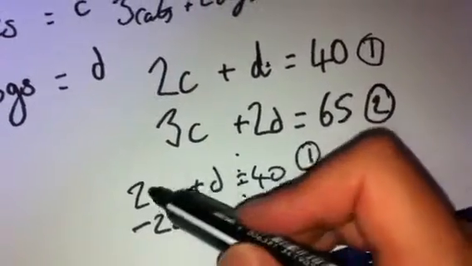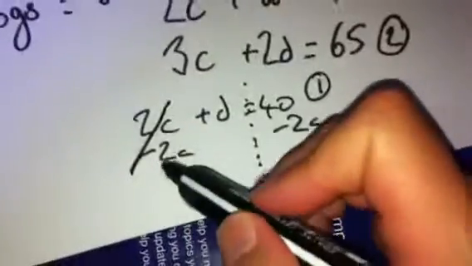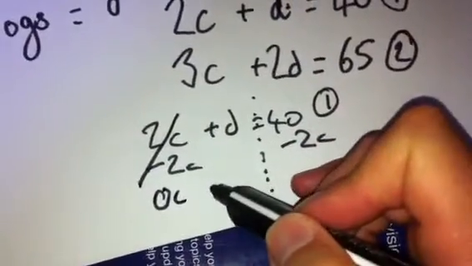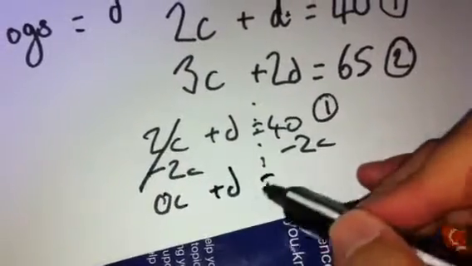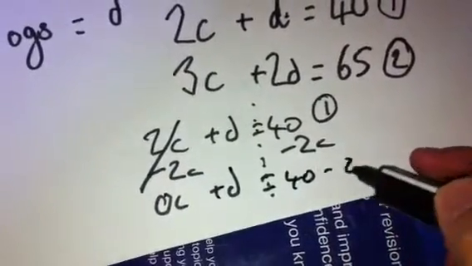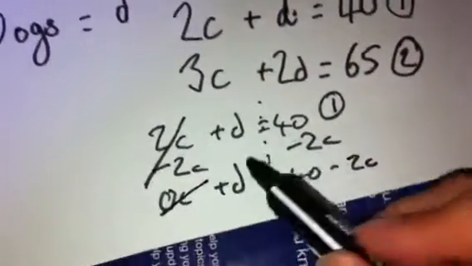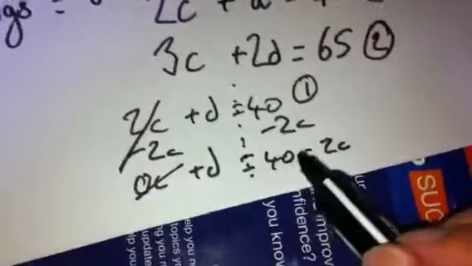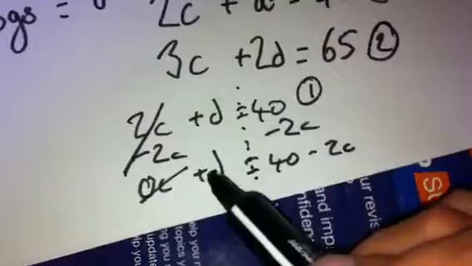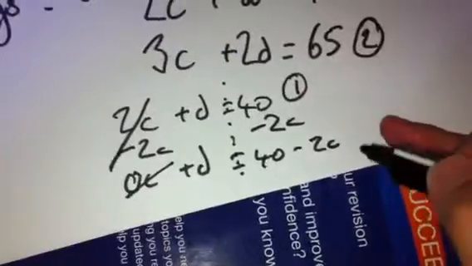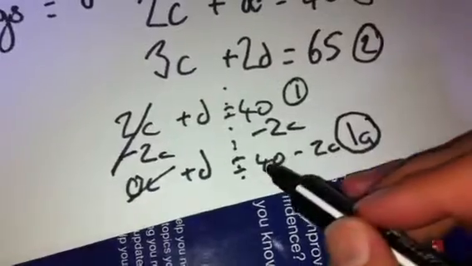Well, 2C minus 2C, that becomes 0C. So 0C plus a dog equals 40 minus 2 cats. Well, 0C is 0, so cut that out. D equals 40 minus 2C. Dog equals £40 minus the cost of 2 cats. Right? So you know it's £40, you take away the cost of 2 cats, and you're left with the price of a dog. You still don't know what a dog is or a cat is, but you do know that that's true. Let's call that equation 1A. So we've rewritten equation 1 into an easier format.